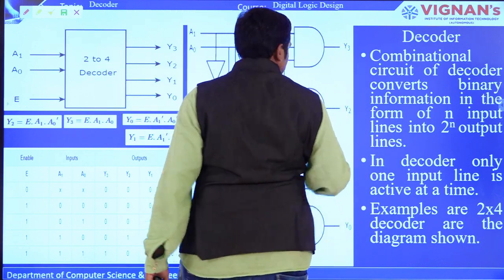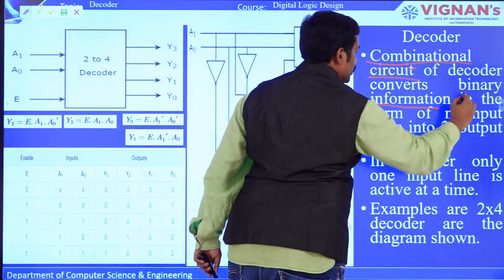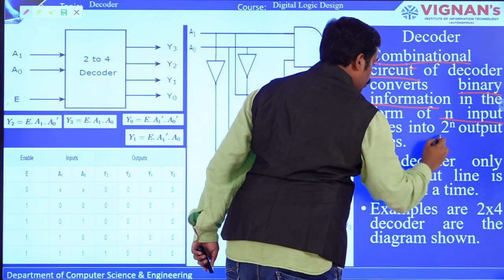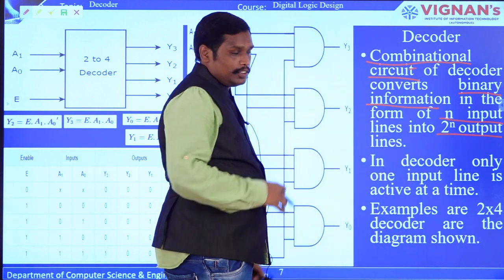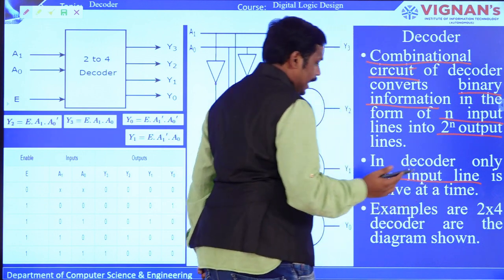From this you can see this particular decoder is also a combinational circuit where it converts the binary information of n inputs to 2 power n output lines, right? This is the decoder, and in the decoder, only one output line is active at a time.